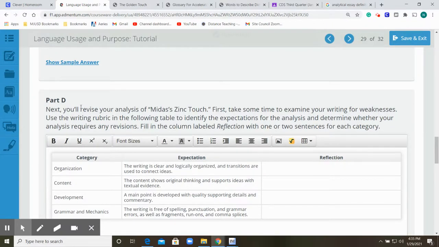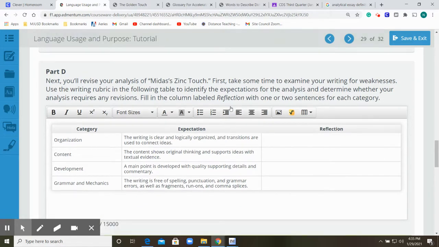Part D. Next, you'll revise your analysis of "Midas's Zinc Touch." First, take some time to examine your writing for weaknesses. Use the writing rubric in the following table to identify the expectations for the analysis and determine whether your analysis requires any revisions. Fill in the column labeled Reflection with 1 or 2 sentences for each category. Why do this? We want to revise, and in order to revise, we need to reflect in order to know what needs to be changed.